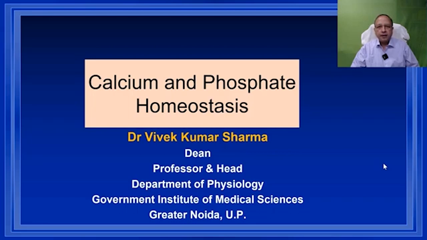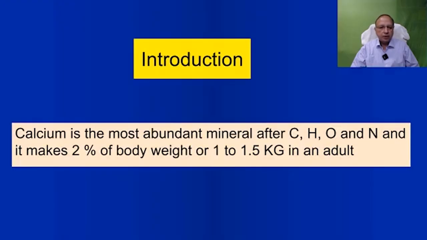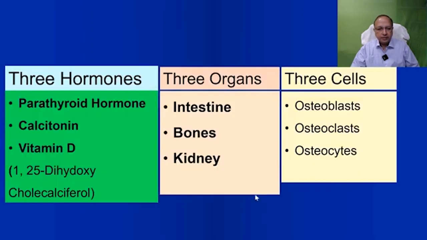So today we are going to talk about the physiology of calcium and phosphate homeostasis. Introduction. Calcium is the most abundant mineral after carbon, hydrogen, oxygen, and nitrogen, and it roughly makes around 2% of the body weight, or 1 to 1.5 kgs in an adult.